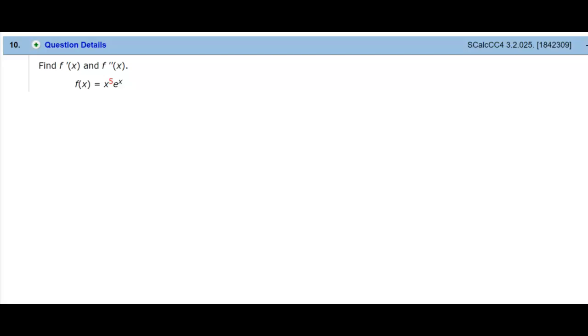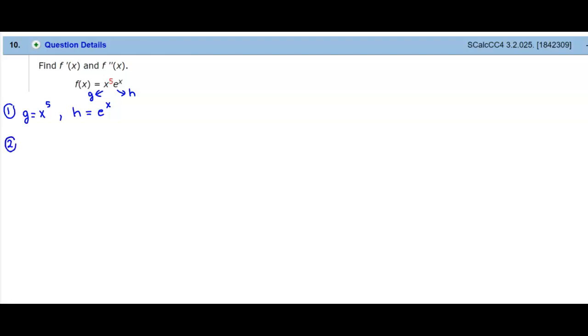Here we want to find f prime of x, the first derivative, and f double prime of x, the second derivative. So when we want to find the first derivative, let's first use the product rule. So we're going to let x to the fifth equal g, and e to the x represent h. So g is equal to x to the fifth, and h is equal to e to the x.